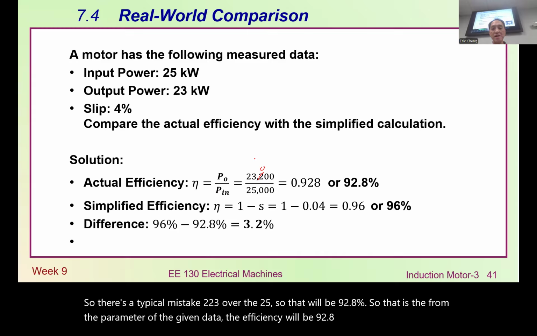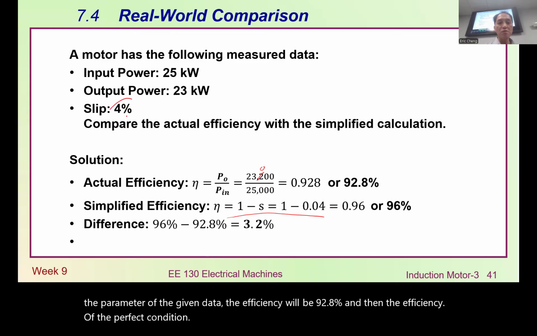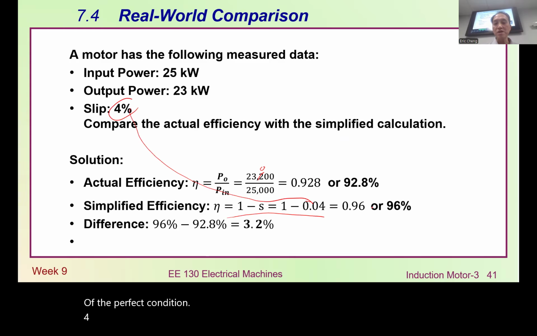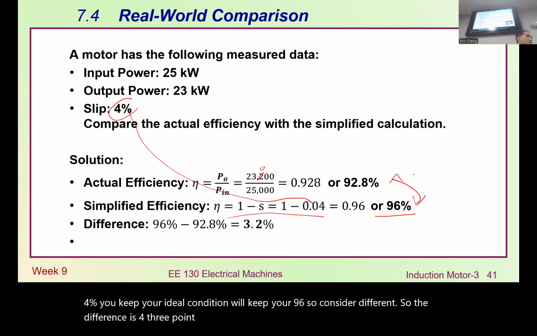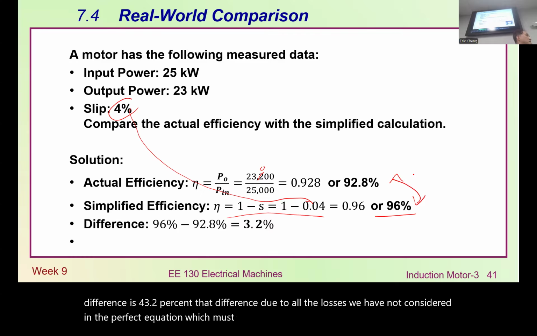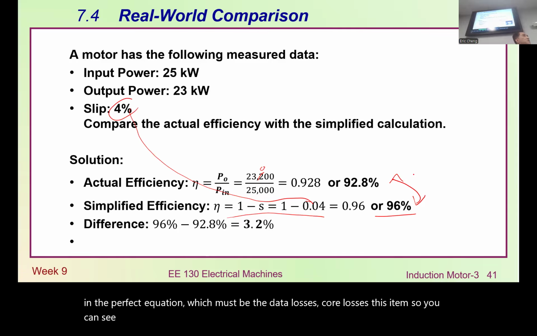And then the efficiency in the perfect condition, with 4% slip, the ideal condition will give you 96%. So you can see the difference. The difference is 3.2%. That difference is due to all the losses we had not considered in the perfect equation, which must be the stator losses, core losses, these items. So you can see the comparison between the two efficiencies.